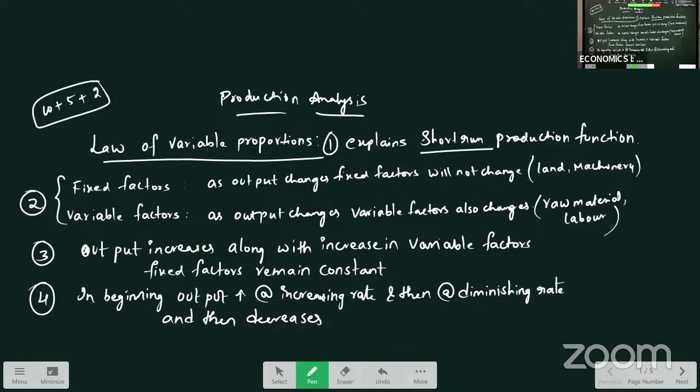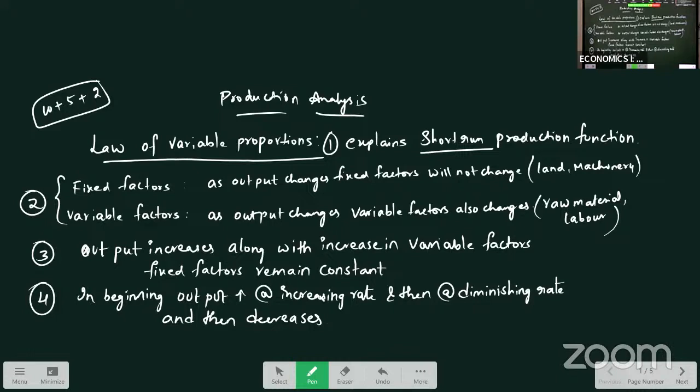Fixed factors, what are fixed factors? As output changes, fixed factors will not change, such as our land, machinery, capital and all. What are variable factors? As output changes, variable factors also change, such as raw material, labor, etc. Next, output increases along with increase in the variable factors, where fixed factors remain constant. Means to make production, when we are producing any output, we use both fixed factors as well as variable factors.